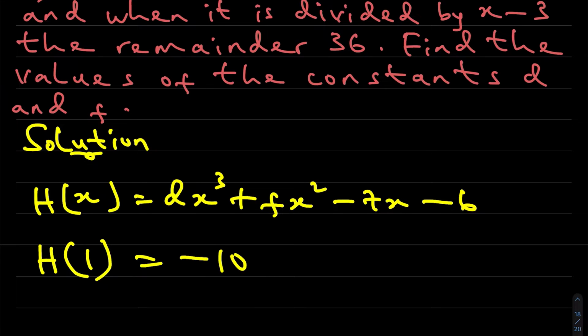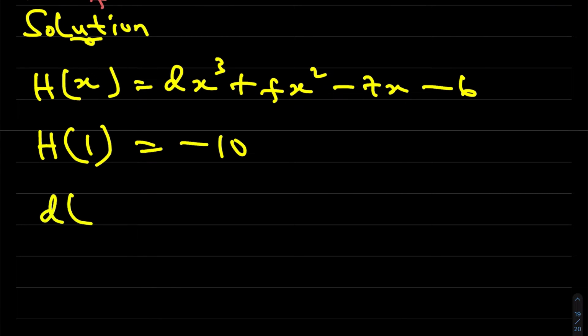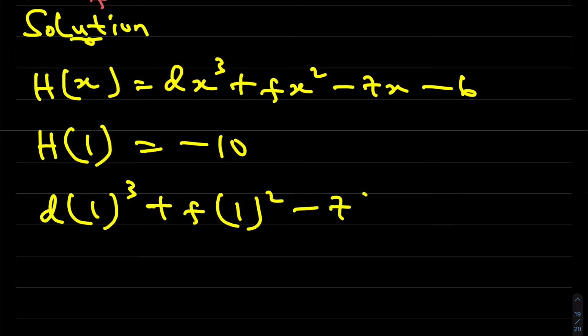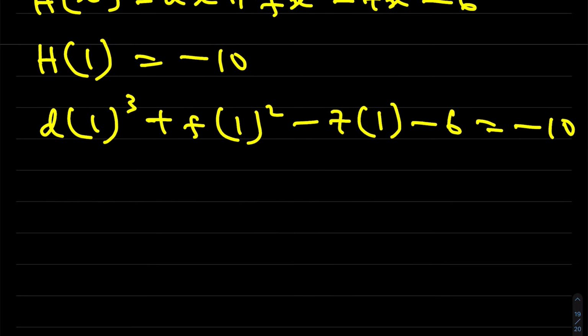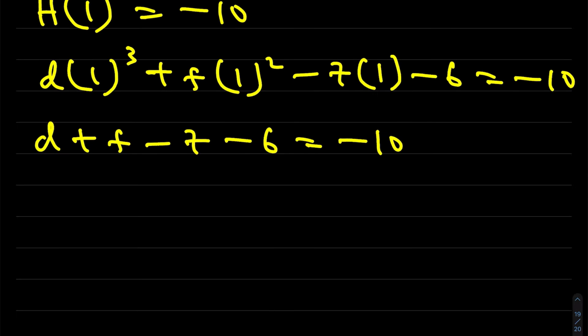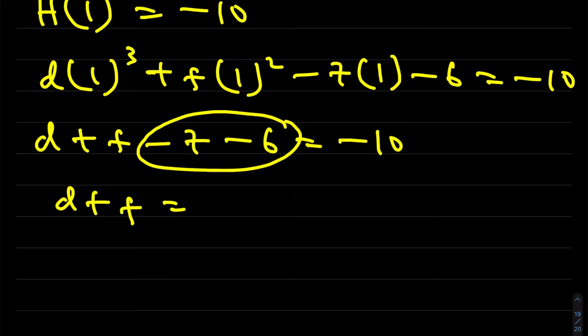That simply means h of 1 equals minus 10, which means d times 1 cubed plus f times 1 squared minus 7 times 1 minus 6 equals minus 10. This means d plus f minus 7 minus 6 equals minus 10, so d plus f minus 13 equals minus 10. When that goes to the right hand side, it becomes minus 10 plus 13, which is 3. So d plus f equals 3.